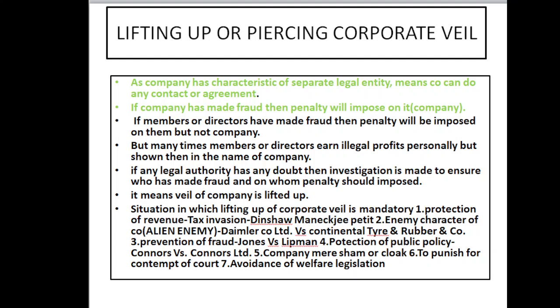First one is protection of revenue, such as tax evasion. Second is enemy characteristics of company, alien enemy. Third is prevention of fraud. Fourth, protection of public policy. Fifth, company as a mere sham. Sixth, to be punished for contempt of court. Seven, avoidance of welfare legislation.